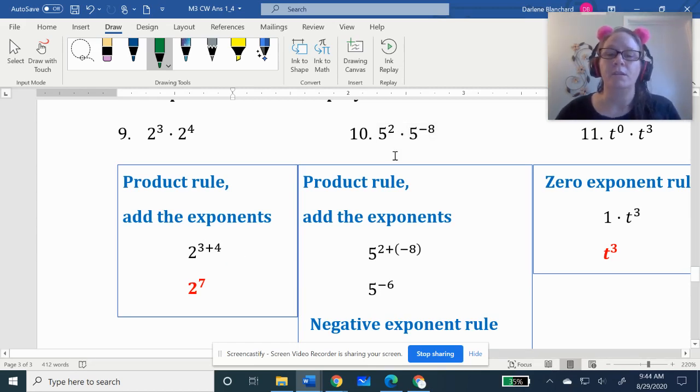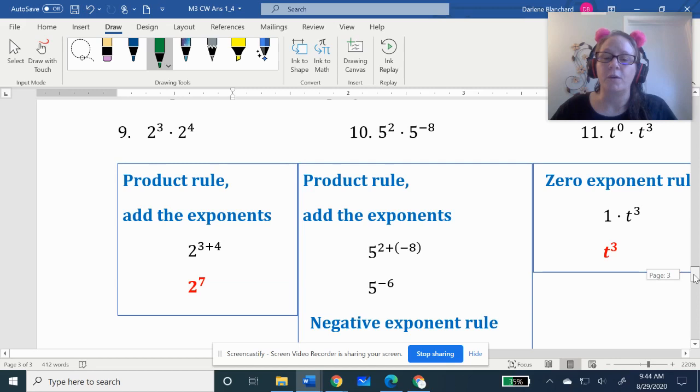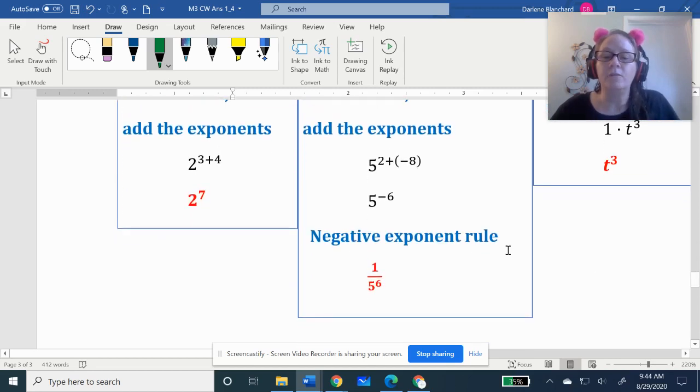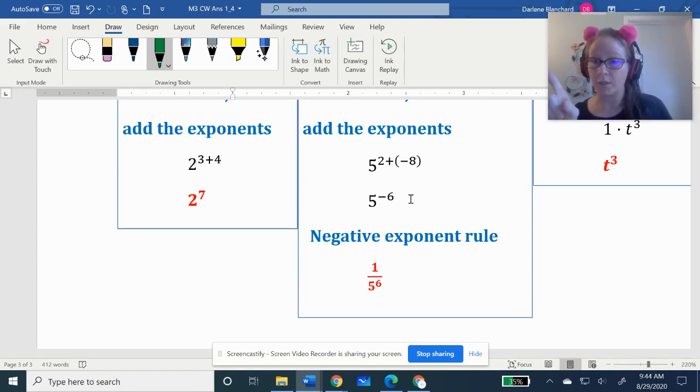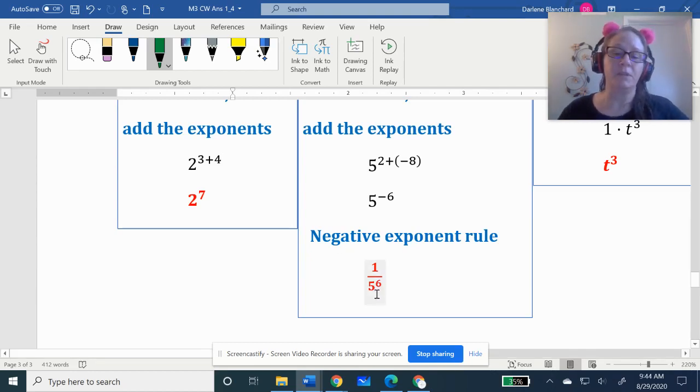For number 10, it is also the product rule, and you are multiplying two exponential expressions. So you add the exponents, but this time the exponent is a negative number. So you have to continue, use the negative exponent rule. So the negative 6 is in the understood numerator. That negative sign tells the exponential expression that it is on the wrong side of the fraction. It needs to move to the denominator where it can keep the 5, it can keep the 6, but now it's going to be positive and happy.